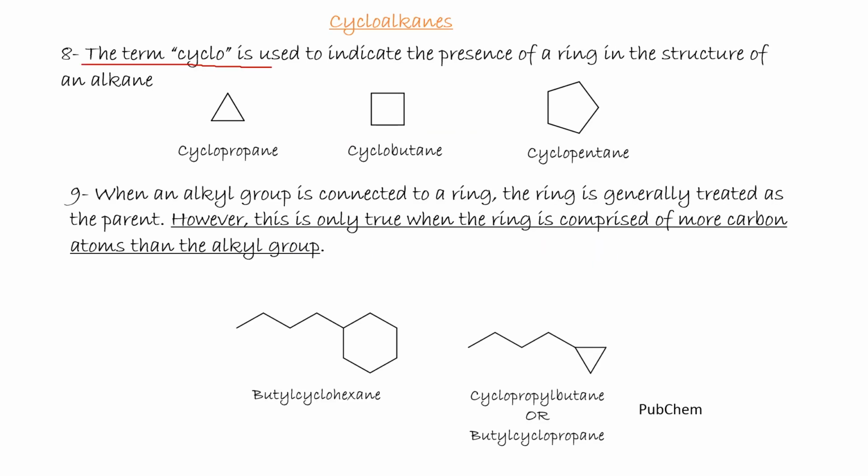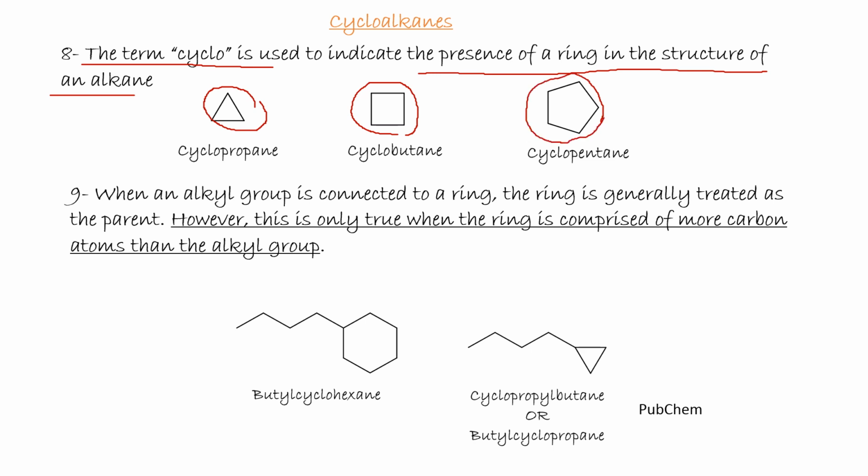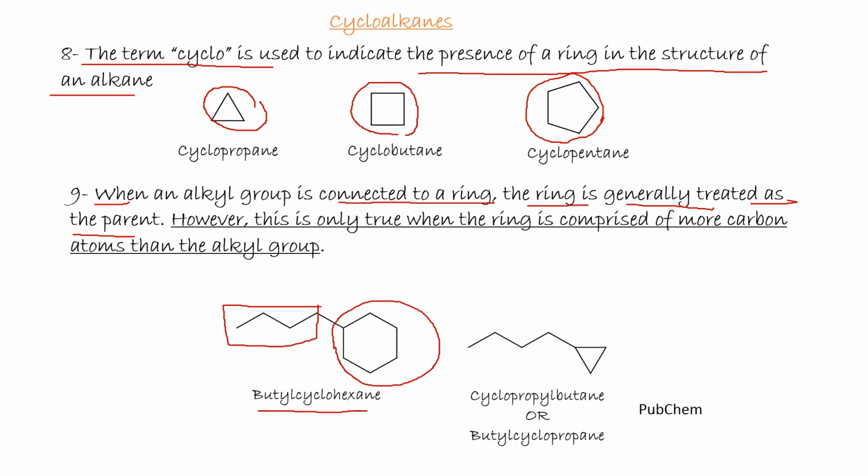The term cyclo is used to indicate the presence of a ring in the structure of an alkane. Here is cyclopropane, 3 carbon, cyclobutane, cyclopentane. When an alkyl group is connected to a ring, the ring is generally treated as the parent. Here is a cyclohexane with a butyl side chain, so we call this butylcyclohexane.